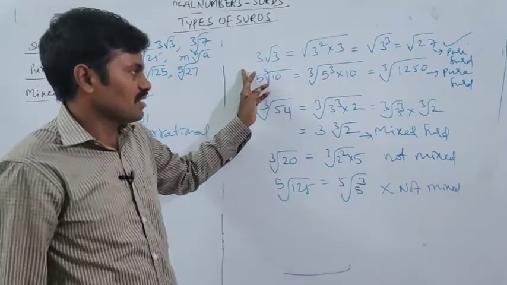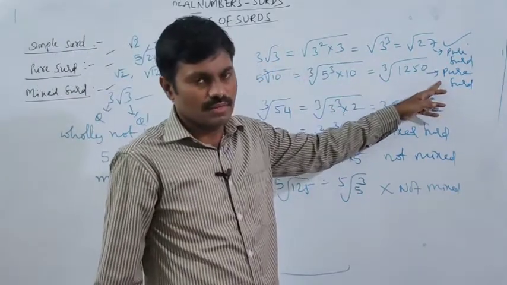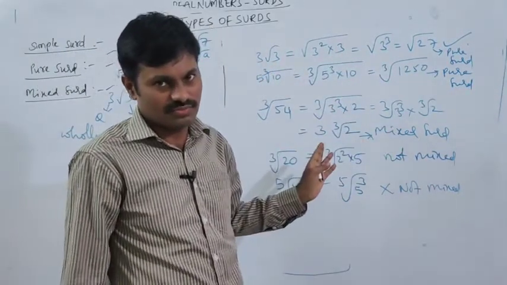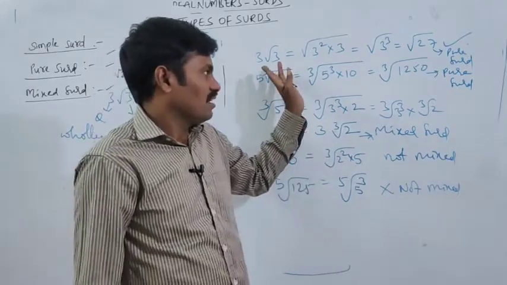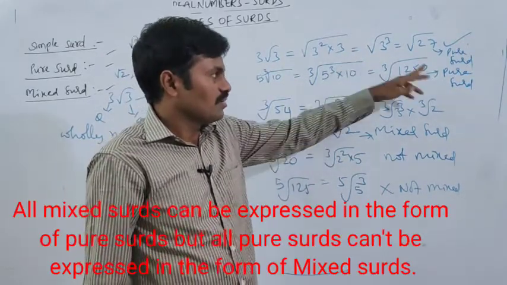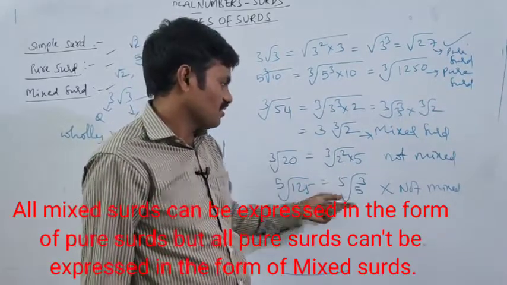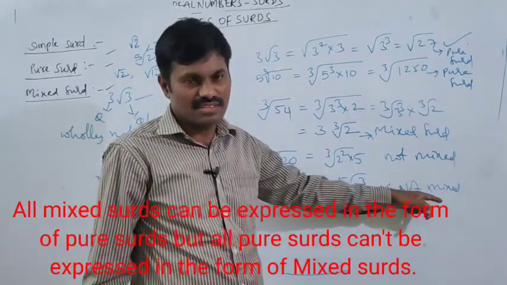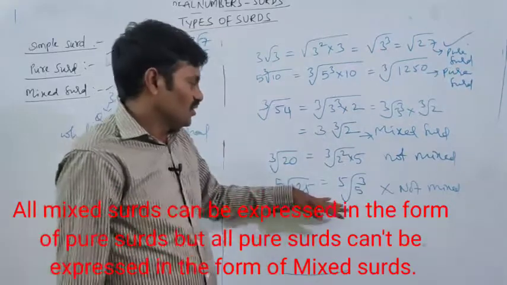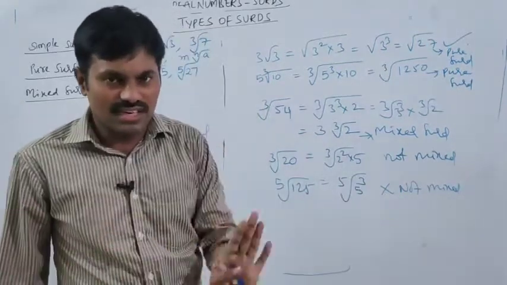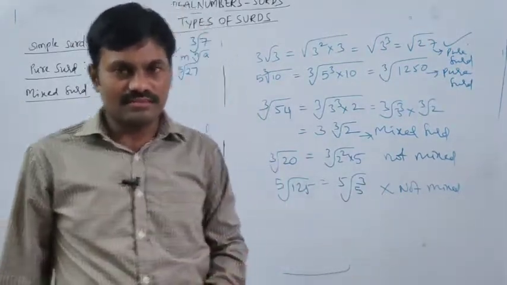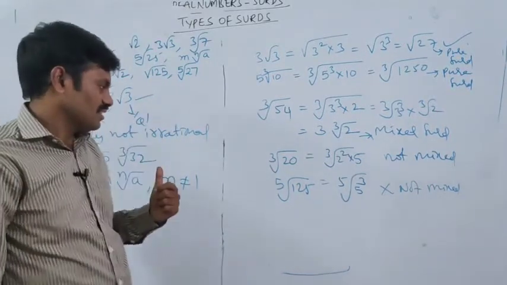All mixed surds can be expressed as pure surds, but the converse is not true. See on the screen. All mixed surds can be expressed as pure surds, but can all pure surds be expressed as mixed surds? No. So this is the most important statement. Is it clear? Are you understanding?